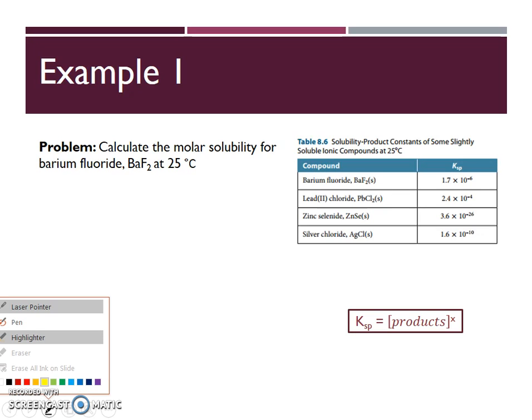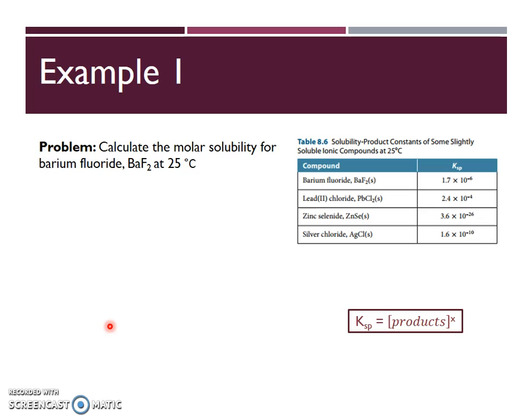Okay, now moving on. Let's attempt the first example. So here it says, calculate the molar solubility for barium fluoride, BaF2, at 25 degrees Celsius. Generally, for these types of questions, the KSP will either be stated in the question or located somewhere in a table provided. In this case, we're lucky enough to have the table provided for us, and we can figure out the KSP value for BaF2, which is 1.7 times 10 to the negative 6.